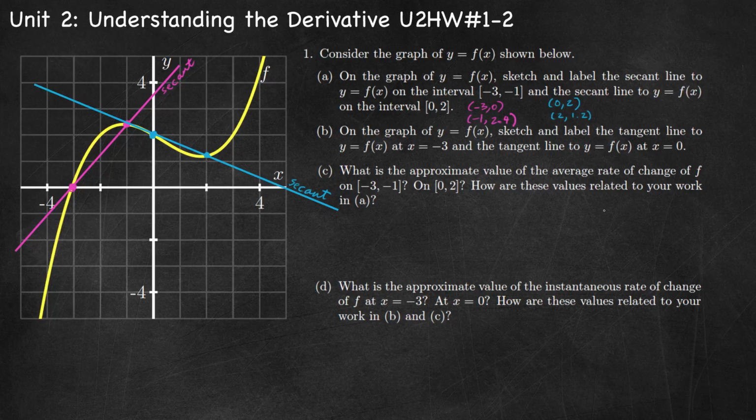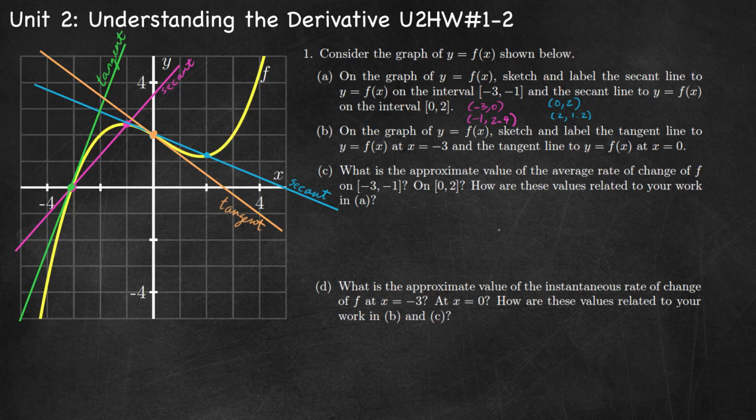Part B, sketch and label the tangent line to the graph at x equals -3. So at -3, our tangent line is just going to touch that curve. It's going to stay on the outside of the curve and just touch it at that 1 point. So about right there. So that's the tangent line to the graph at x equals -3. And then we also want to sketch the tangent at x equals 0.